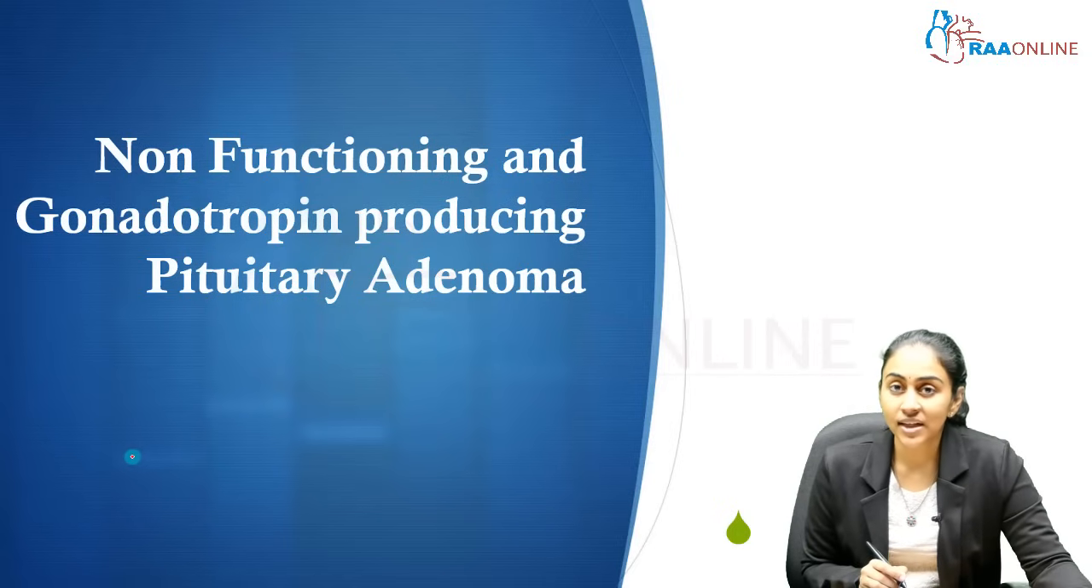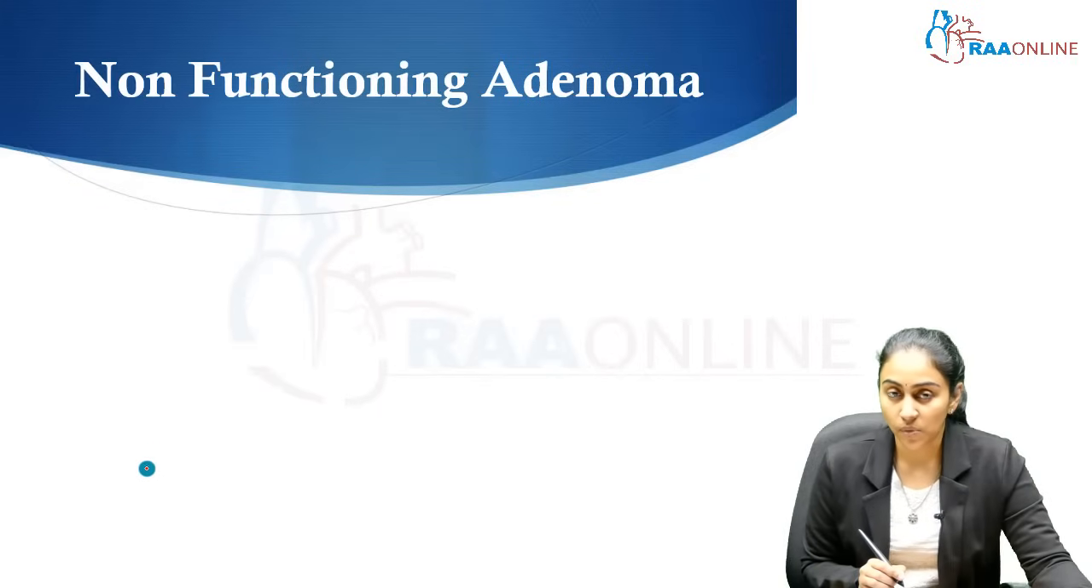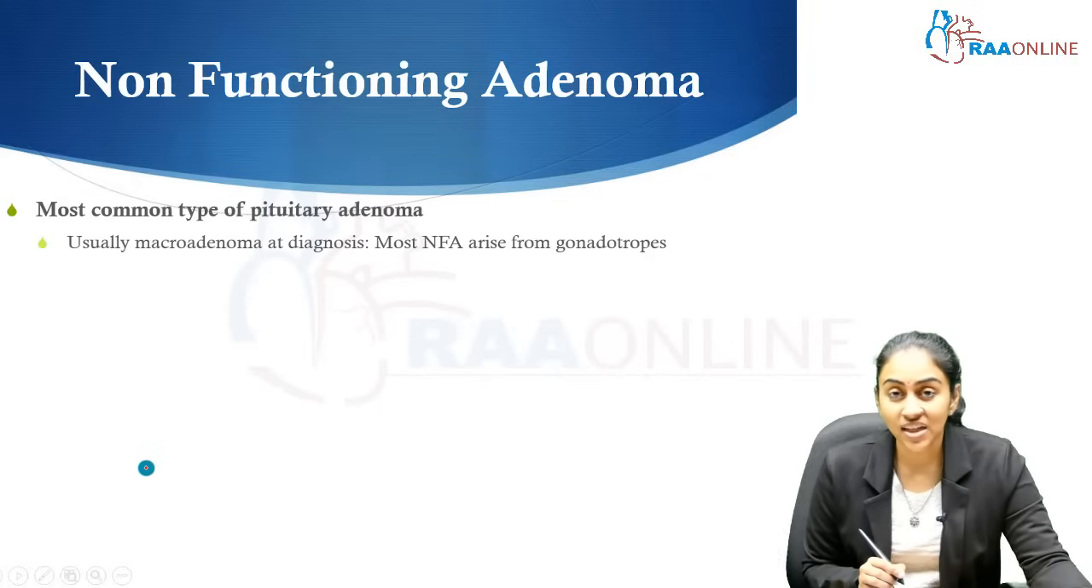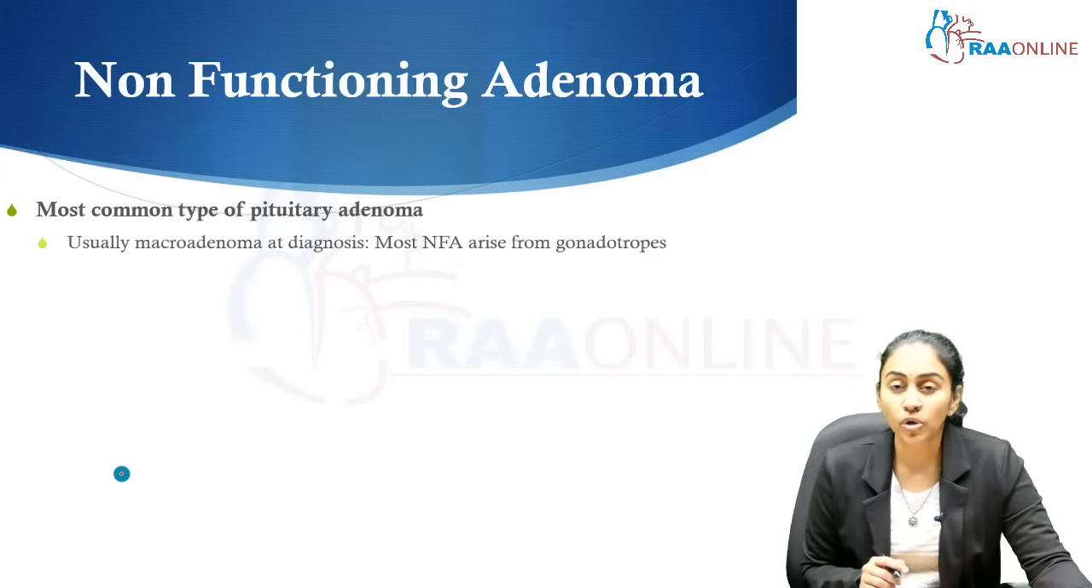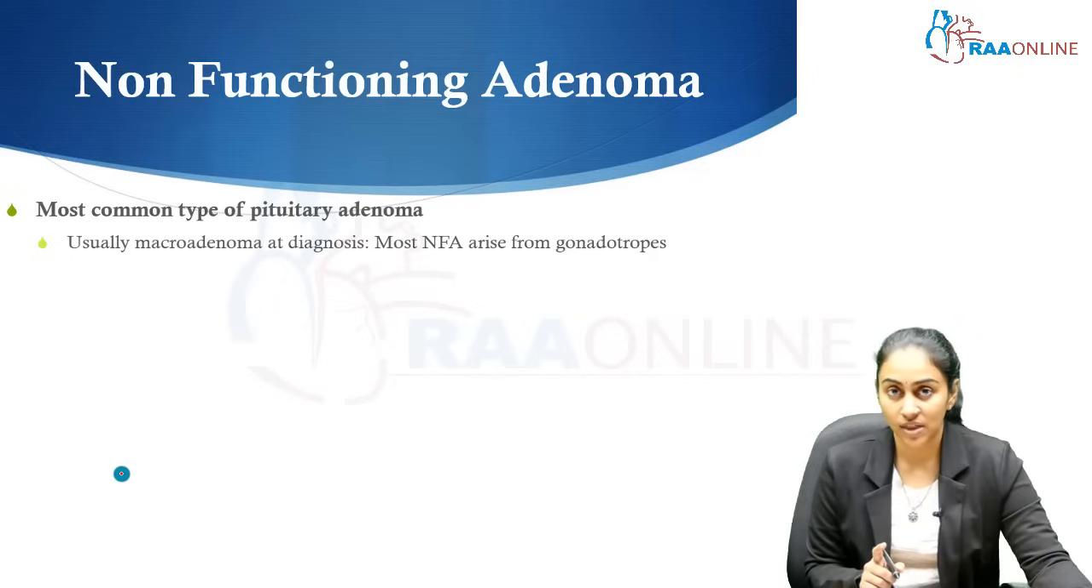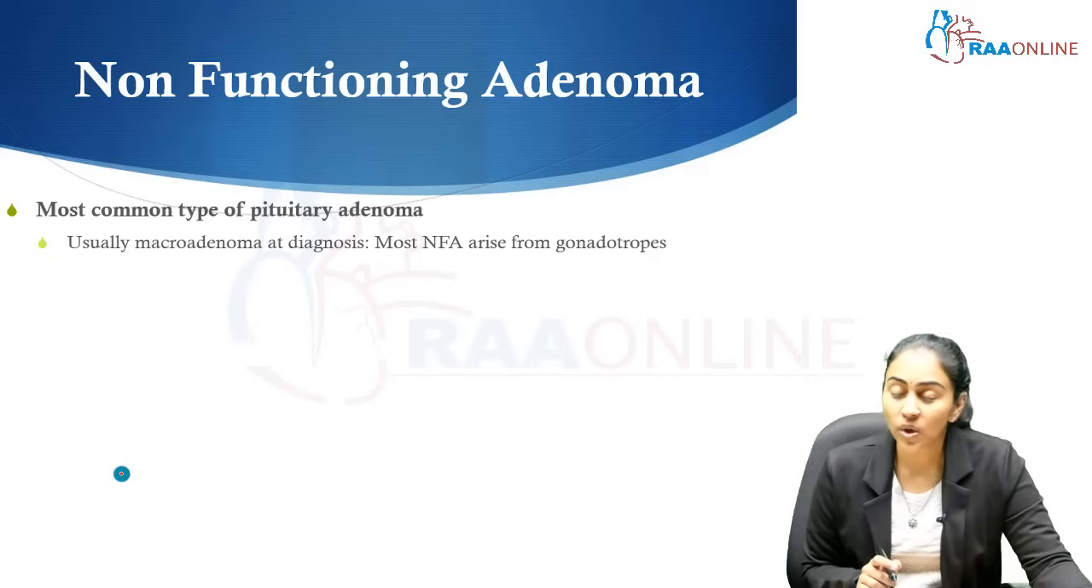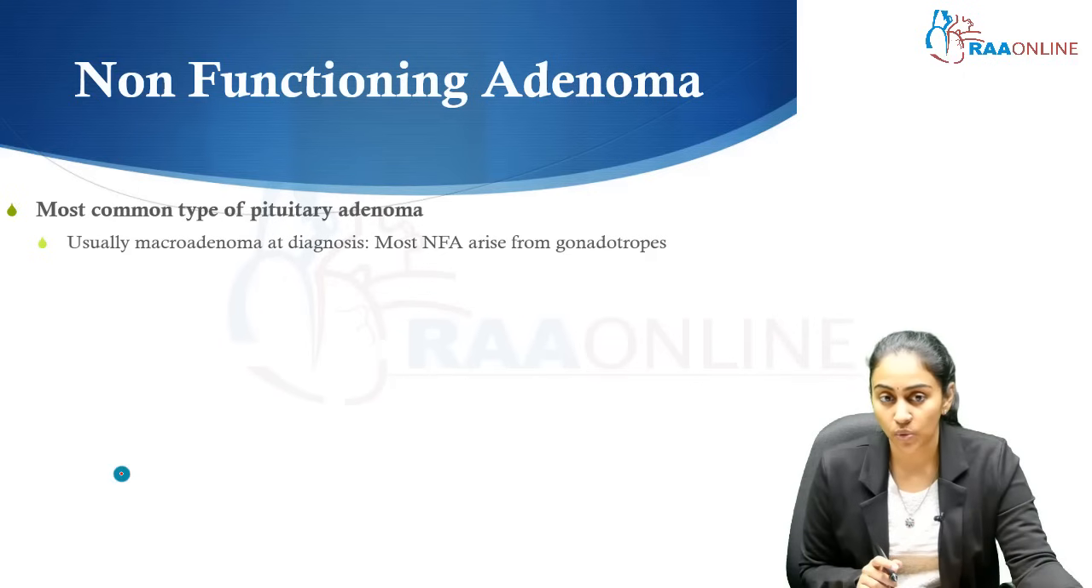So, quickly let's wrap up the session by discussing non-functioning and gonadotropin producing pituitary adenomas. Now, the non-functioning adenomas, these are actually the most common type of pituitary adenoma. So, the most common hormone hypersecretion syndrome is hyperprolactinemia, but the most common type of pituitary adenoma is actually the non-functioning adenoma. This is usually a macroadenoma at diagnosis and most of these arise from the gonadotropes.